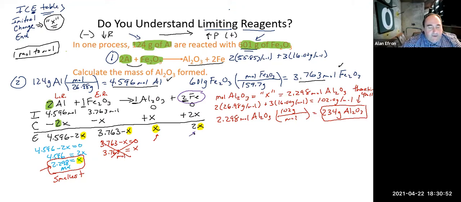We see that iron at the end equals 2 times X, right? Which means I would take 2 times my X value I had originally, which was 2.298 moles. And now I could very quickly figure out that the amount of iron that would be produced in this reaction is 4.596 moles of iron using the molar mass of iron from the periodic table, which was 55.85, right?